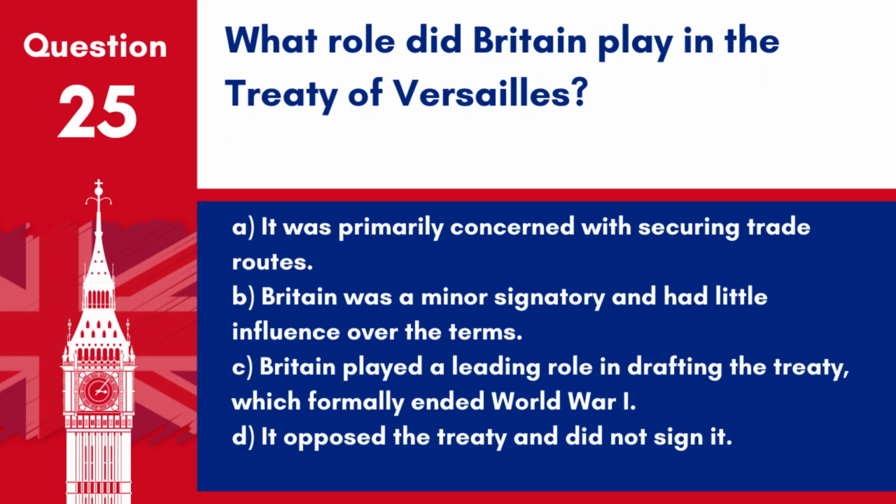Question 25. What role did Britain play in the Treaty of Versailles? A. It was primarily concerned with securing trade routes. B. Britain was a minor signatory and had little influence over the terms. C. Britain played a leading role in drafting the treaty, which formally ended World War I. D. It opposed the treaty and did not sign it.